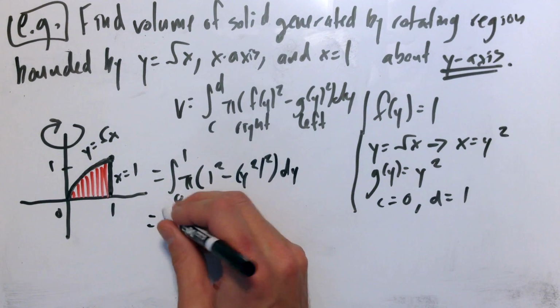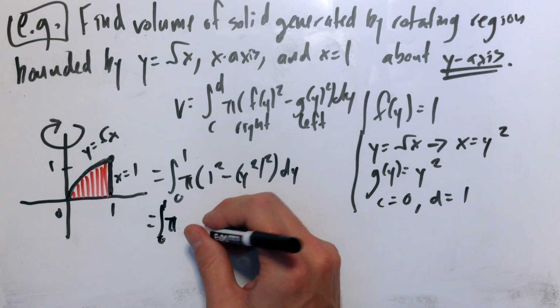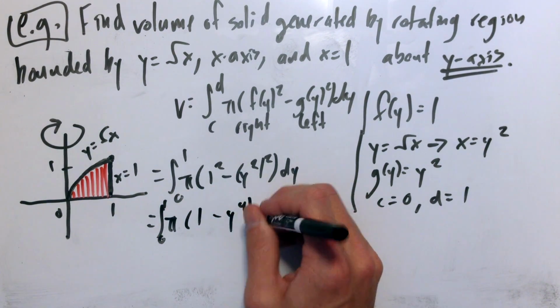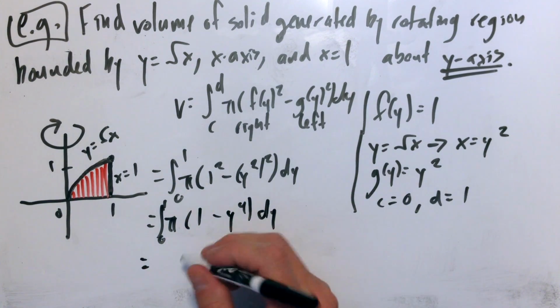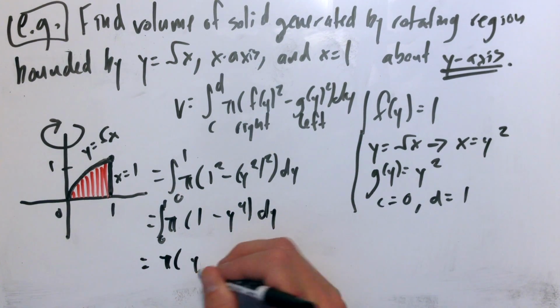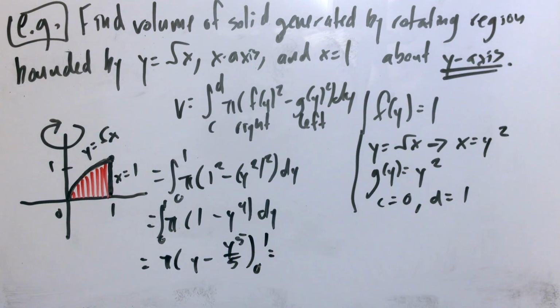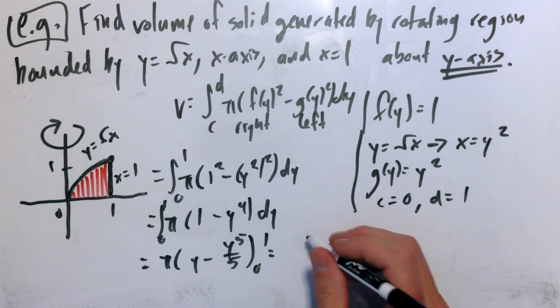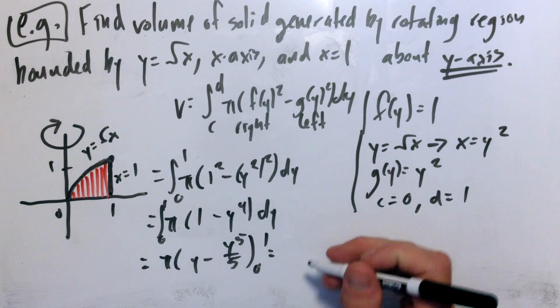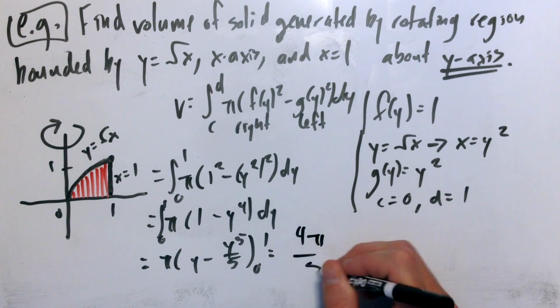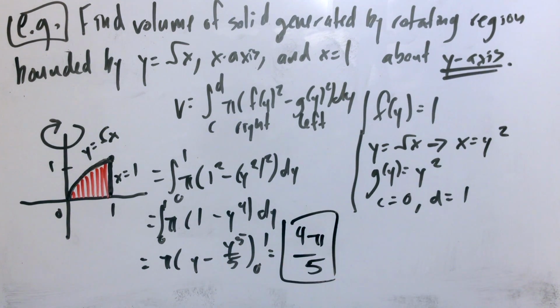This gives us the integral from 0 to 1, pi times 1 minus y to the 4th dy, which gives us pi times y minus y to the 5th over 5 from 0 to 1. When you plug in 0, you get nothing. When you plug in 1, you get 1 minus 1/5. So we get 4 pi over 5. That's going to be the volume there.